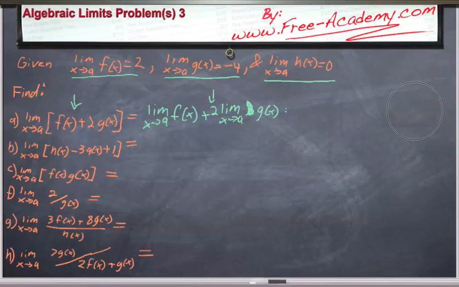So let me clear up this room here. There we are. Alright, so now let's actually compute the limit. We know that the limit as x approaches a of f of x is equal to 2 from our formula. So this will be plus 2 multiplied by the limit as x approaches a of g of x, which is equal to negative 4. So now we just multiply everything out. We'll get 2 plus negative 8. So this will be equal to negative 6.